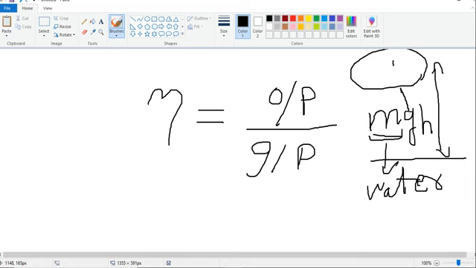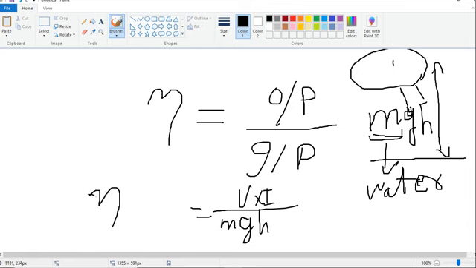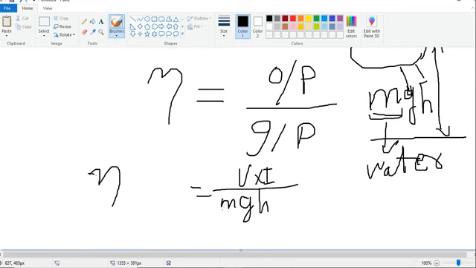Next, what is this? Gravitational force, and h is height. So we can say that our input will be m g h, and our output will be electrical power, V multiplied by I, is equal to efficiency. So if we multiply this term here, what will we get? Efficiency into m g h equal to P, power in electrical form.